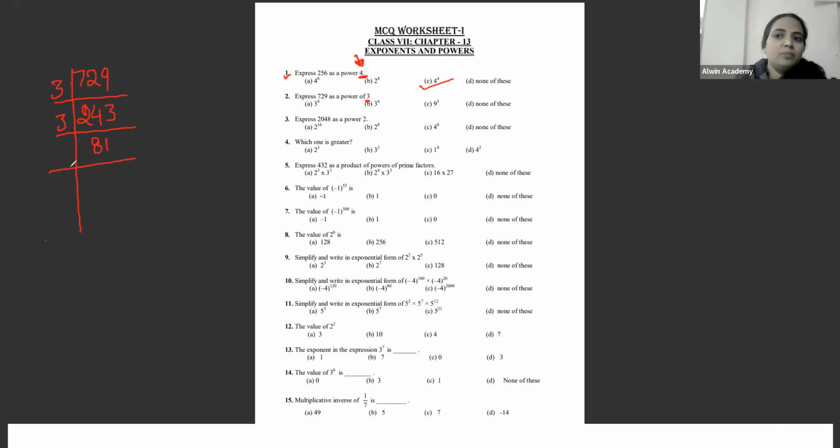Again, this is not an even number. Try if it is divisible by 3. Yes, it is. 8 plus 1 is 9. Because 9 is divisible by 3, 81 is also divisible by 3. So now I am again dividing it by 3.